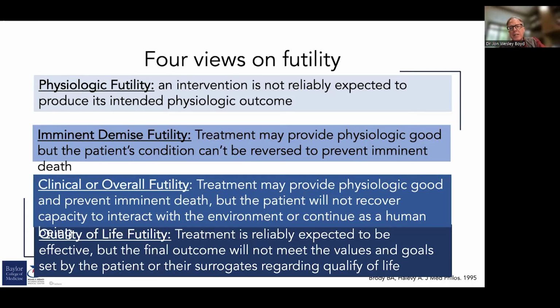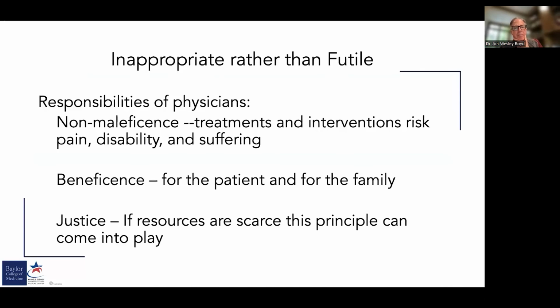Imminent demise means even if we provide treatment that brings about some physiological good, right? We do get the heart beating or something like that. Overall, if the person is facing imminent demise, the person's overall condition cannot be reversed to prevent their imminent death. There's clinical or overall futility, which is another one, and then quality of life futility is also one where even if we can save someone, they're never going to achieve a quality of life that they themselves would deem good enough, right? So there are just different ways of thinking about futility, and anytime you're talking about futility, it bears noting which of these you're thinking of.